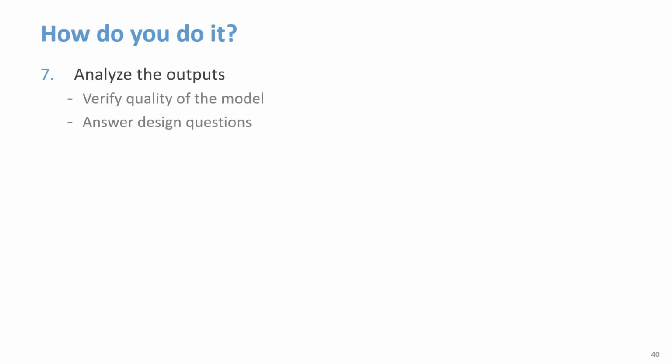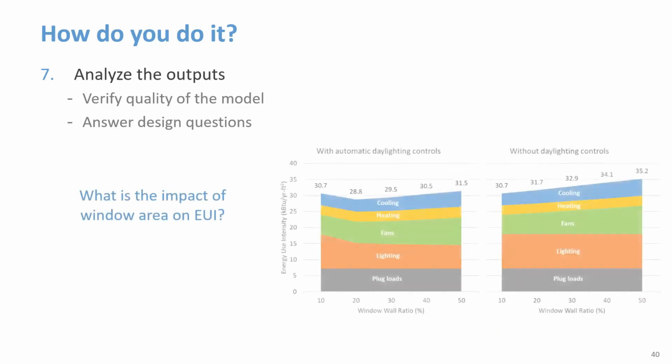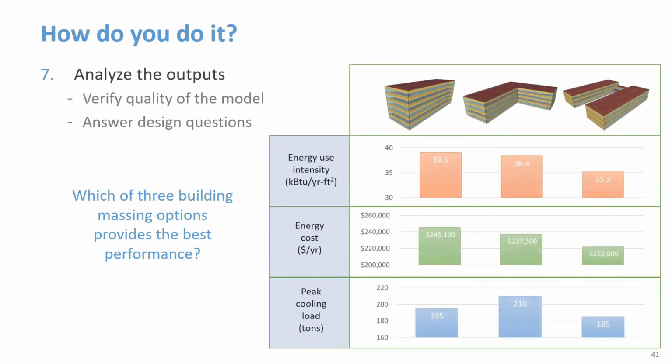So pull out the results from the models that are relevant to the question, put them in a table or a narrative, or ideally a picture to answer the question. So that question might be answered with a sensitivity study like this one. What is the impact of window area on energy use intensity? The question might be about different design concepts with questions like, which of 3 building massing options provides the best performance? And this example shows a presentation of results that might be important or useful for making a decision.